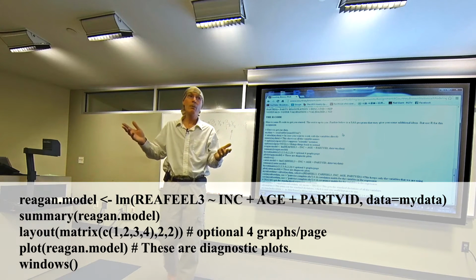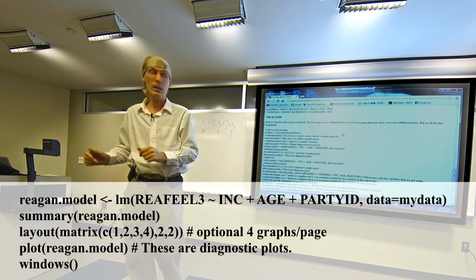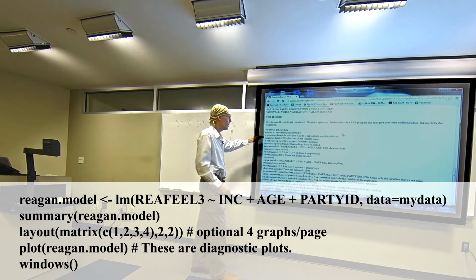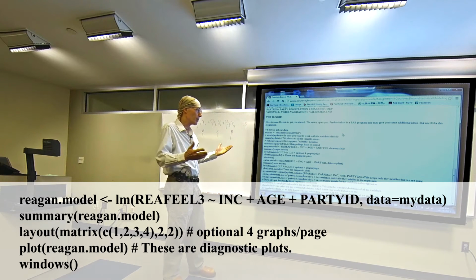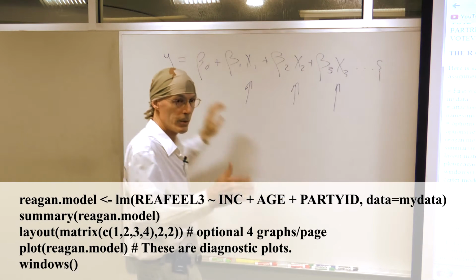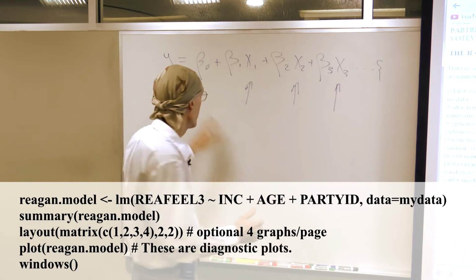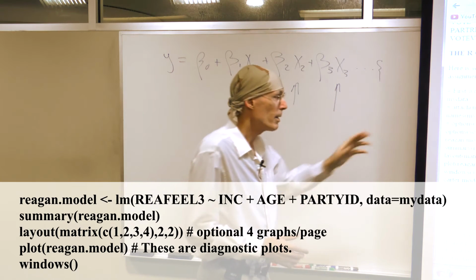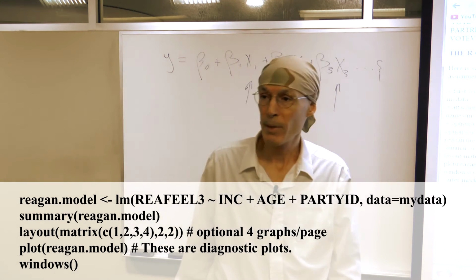Now, you could be using a number of data sets, which is why I don't like to use the attach command. But your data is my data, which we got up here. Okay? So that will give you an equation. Ray Feel 3, feelings for Reagan in September, is a function of income, age, and party ID.